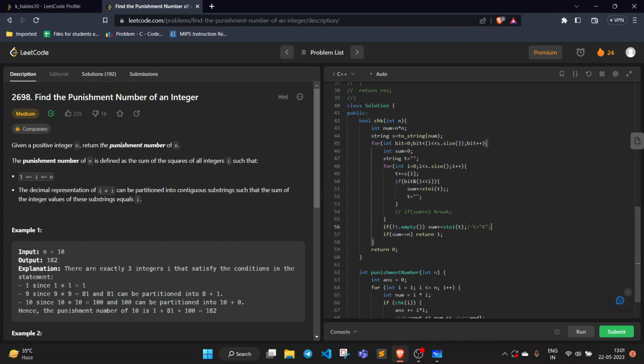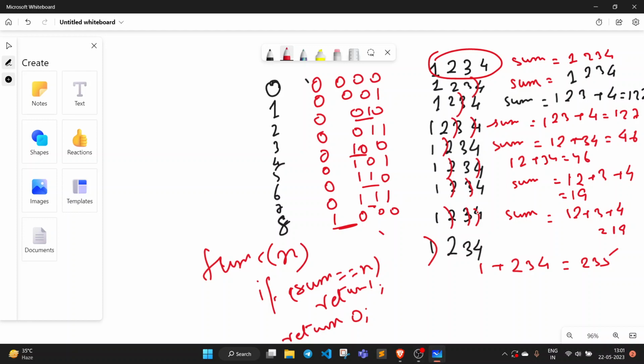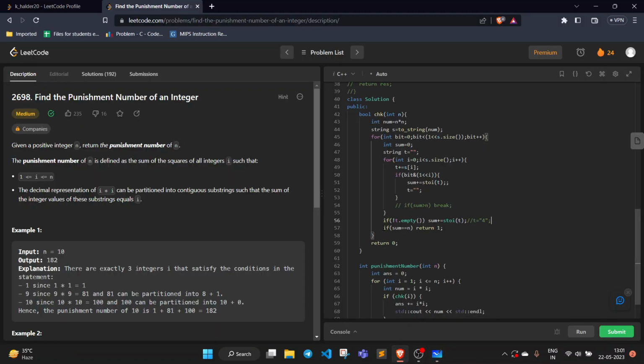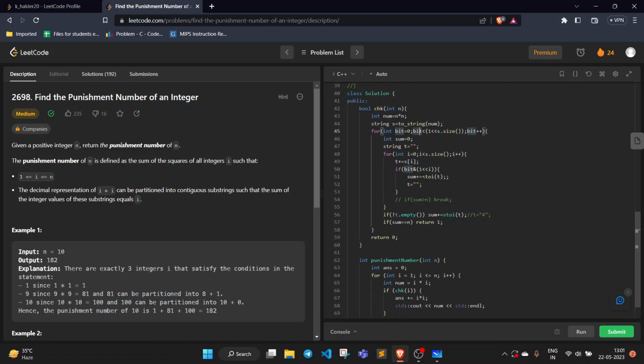So like for this example only I'm saying, now if the sum is equal to n, mind it, I did this for the string n square. I converted n square into a string and did all the operations, and check if the sum is equal to n, then return 1, else we will return 0.